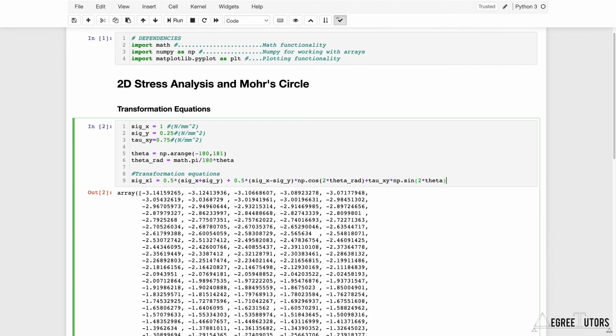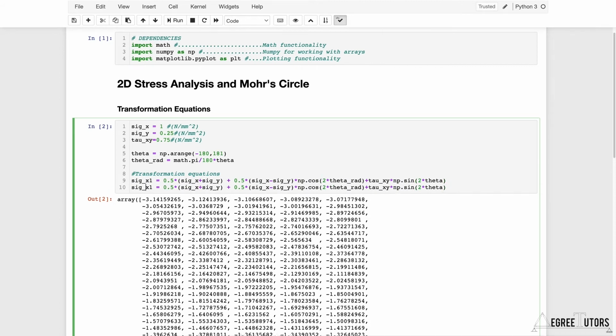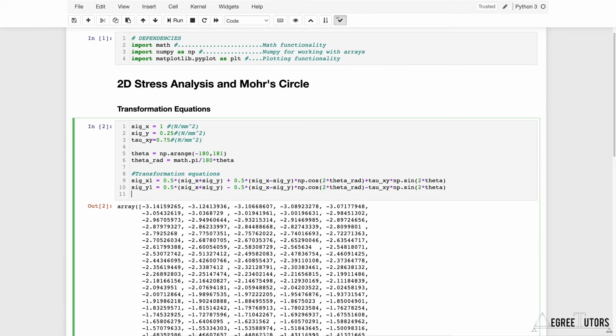We can do the same thing to get the transformation equation for sigma y. I'm going to just edit a copy of this. This is fraught with danger, copying and pasting, but I'll risk it. So this is going to be 0.5 times sigma x plus sigma y minus 0.5 times sigma x minus sigma y times the cosine of 2 theta minus, that should be a minus, tau xy times the sine of 2 theta. Right, that's my second transformation equation.